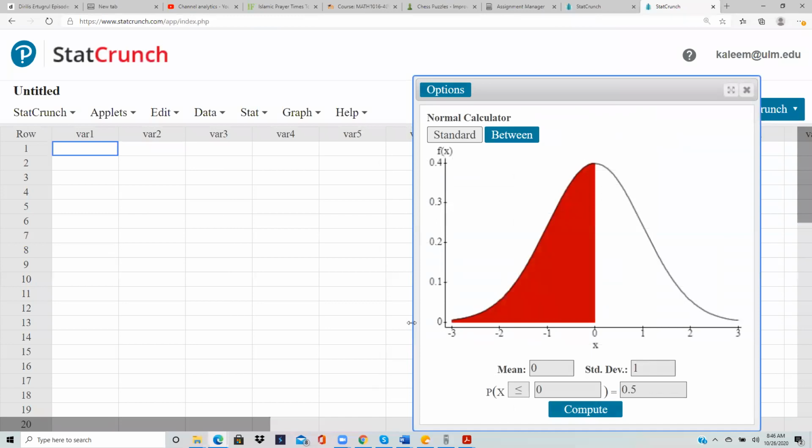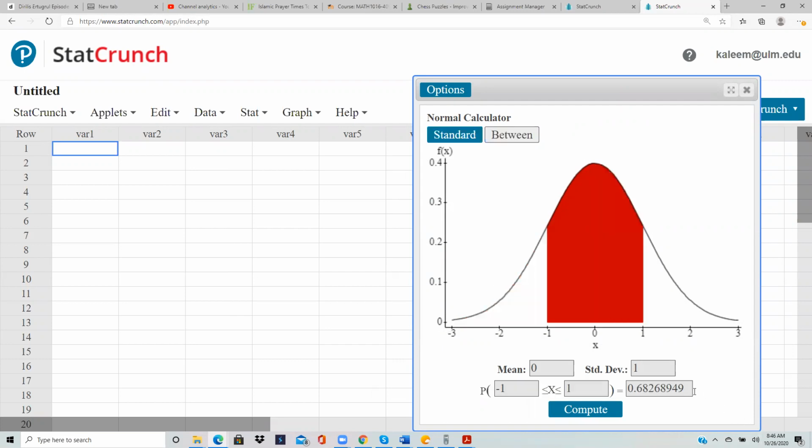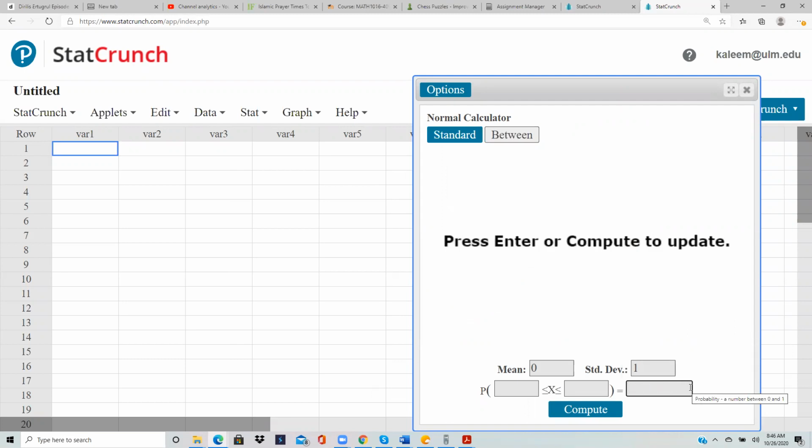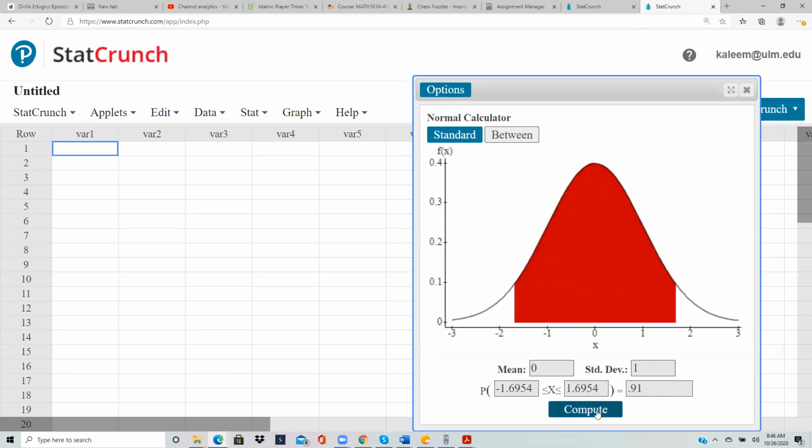And they said 91% level of confidence. So level of confidence is also the in-between area. So you go to the Between option, and you know the area box is the last box. So you put 0.91 over there. And if they ask for two values, you would give both of these. But if they ask for just one value, then you give the positive one. So 1.70.